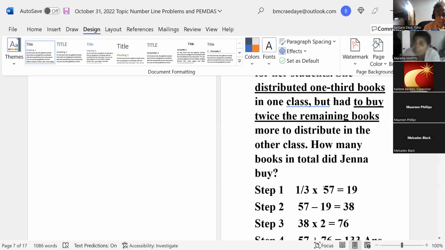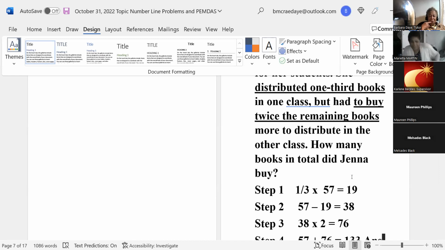When you tell me it's 1/3, you have to multiply by 1/3. Yeah, 1/3 times 57 is the same as 57 divided by 3. Okay, now I know. You got it? 57 divided by 3 is 19. I got it now.